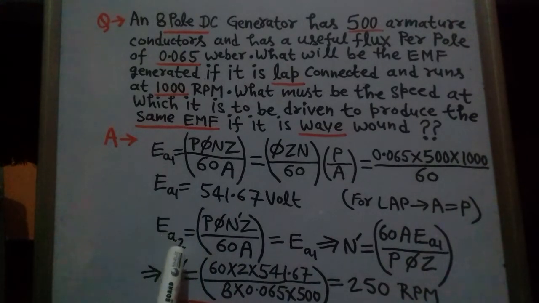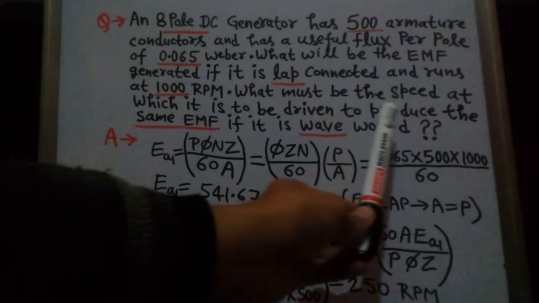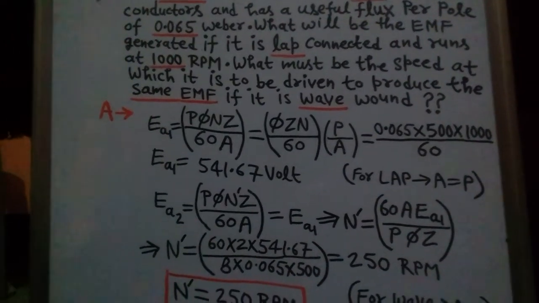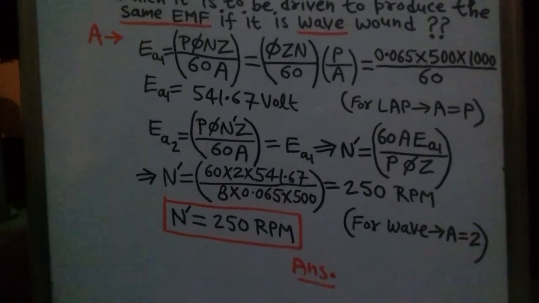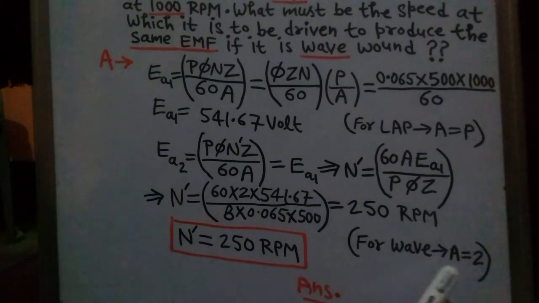So let me call this induced EMF EA2, which is nothing but EA1, because it is the same. For the same EMF, you will have to calculate the speed. So EA1 is equal to EA2 is equal to P phi N dash Z by 60A. From here you calculate the rotational speed, that is 60 A EA1 divided by P phi Z, right? The number of parallel paths in a wave connected armature, you know, is equal to 2 only. So A is equal to 2.